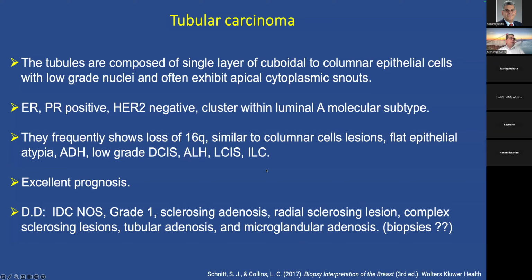So the differential for them, you need to make them away. They are not well differentiated grade 1 IDC. They are not sclerosing adenosis, radial scar. All these need to be in the differential diagnosis.